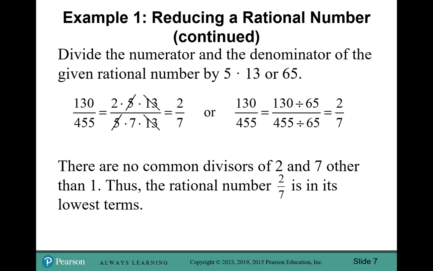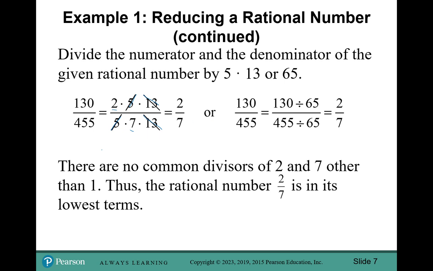We can divide the numerator and the denominator of the given rational number by 5 times 13, or by 65. In the first case, I write out their prime factorizations instead of the number. The prime factorization of 130 is 2 times 5 times 13, which I write up top. The prime factorization of 455 is 5 times 7 times 13. This 5 cancels with this 5, and this 13 cancels with this 13. I'm simply left with 2 over 7.